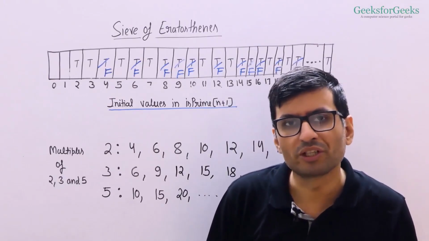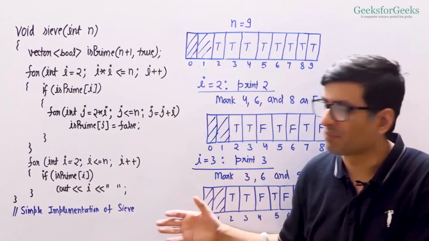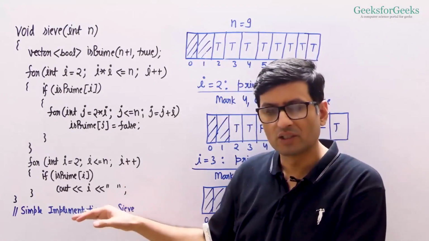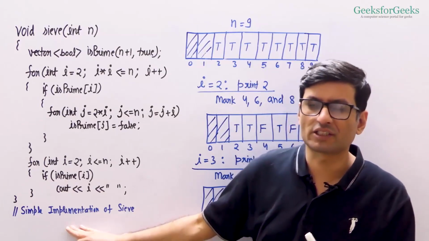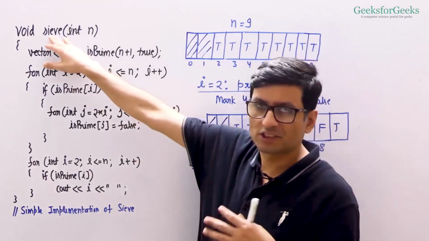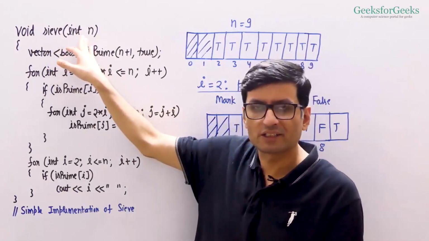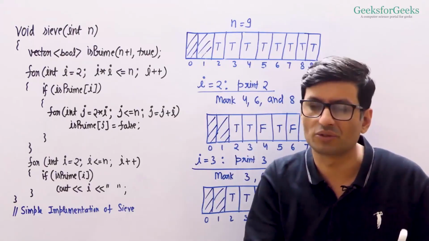Now please pause this video and try to implement this algorithm yourself. Here is a simple C++ implementation of the Sieve algorithm. We are going to talk about improved implementations later. Let's first discuss and understand a simple implementation. We have a function sieve that takes a number n as input, and this function prints all the prime numbers from 0 to n.